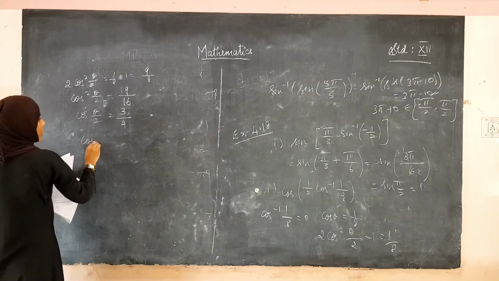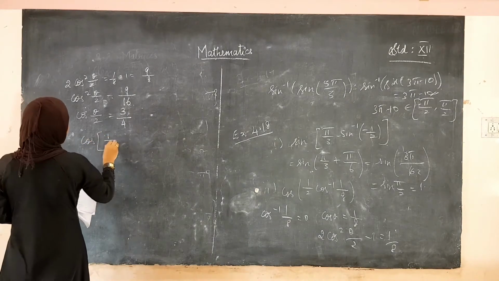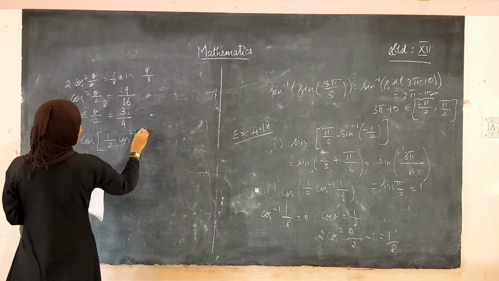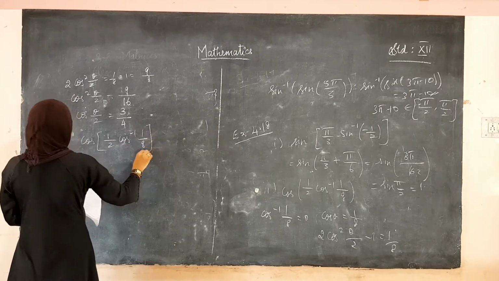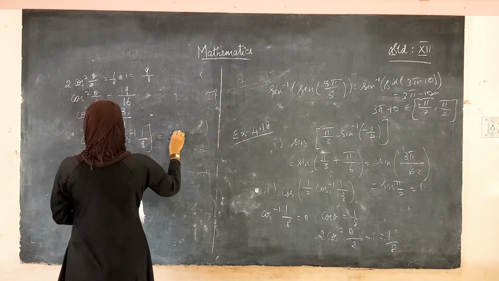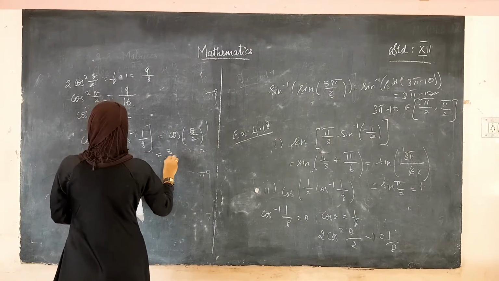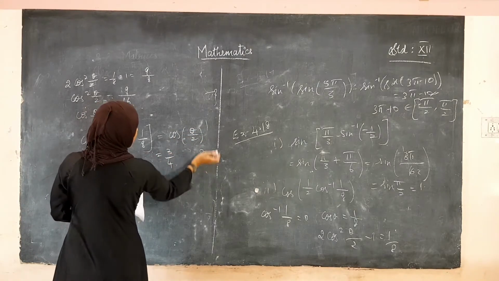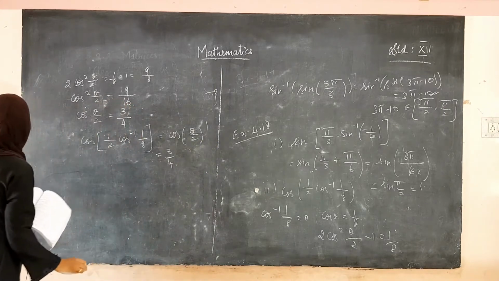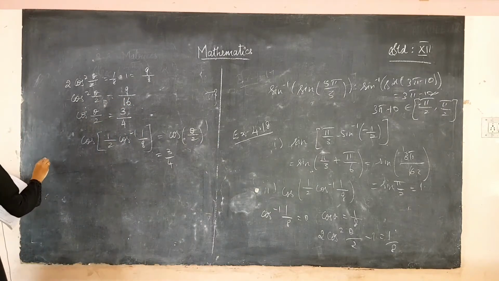Therefore, what is the question? The question is cos of 1 by 2 into cos inverse of 1 by 8 is equal to, we have taken it as cos of theta divided by 2. What is the value? 3 divided by 4. 3 divided by 4 is the answer. Okay. Now, let us see the third subdivision.